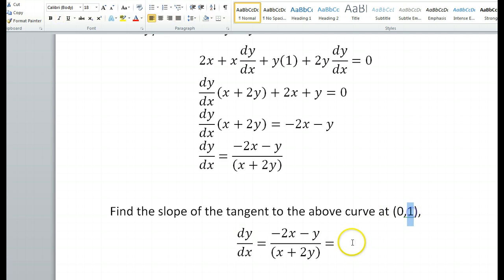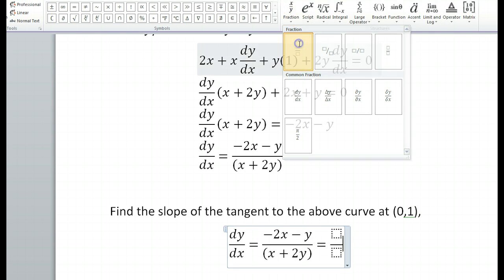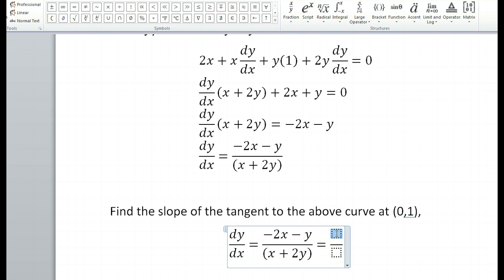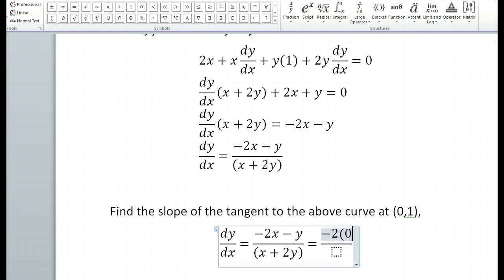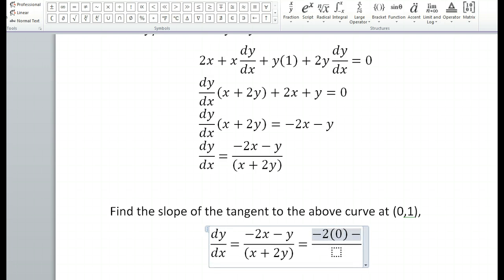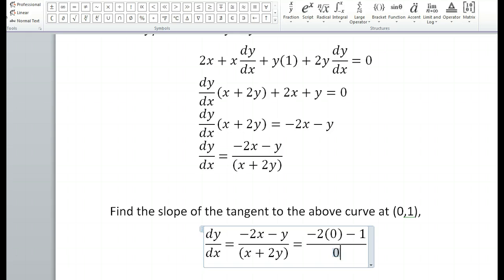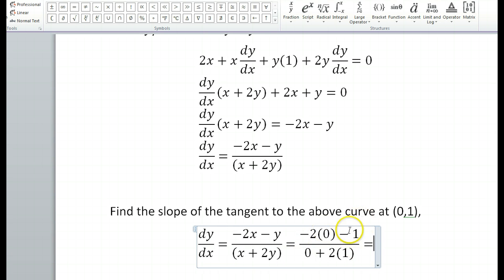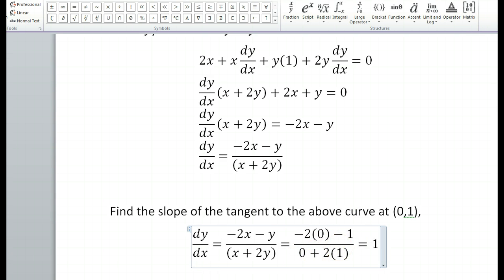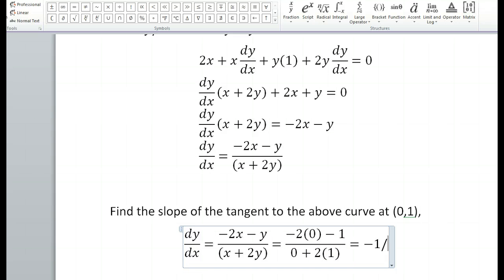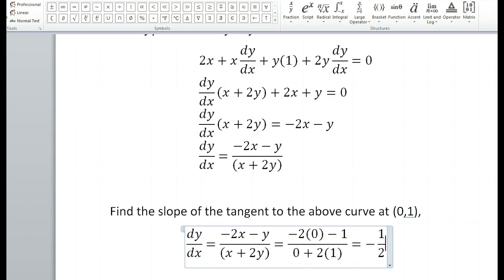So what I would get would be negative 2 times 0 minus 1 on top, and at the bottom, 0 plus 2 times 1. So this is just 0, and this is just 2, so it would be negative 1 half, right? Okay, so the slope of the tangent at the point 0, 1 would be this.